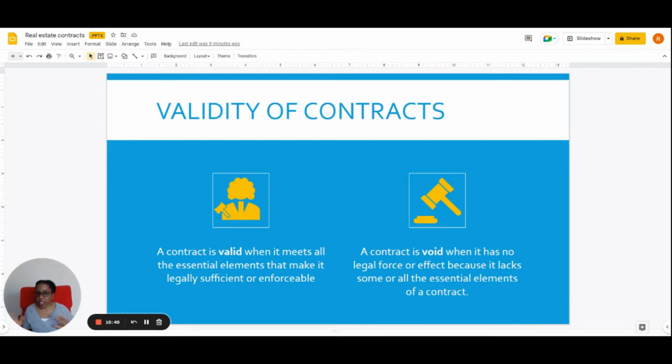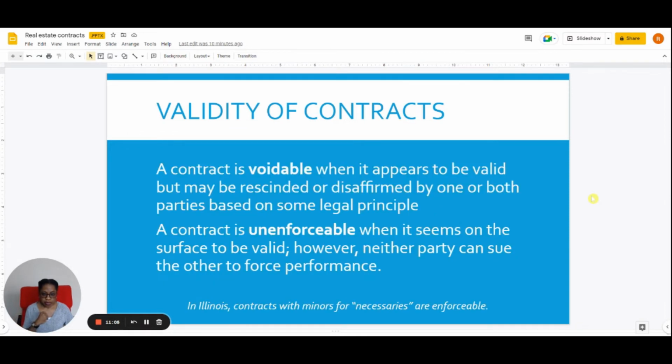So if everything is in this contract that we have, then we have a valid contract. On the other hand, it's void if we don't have all of those in there. For example, we have an offer, but we don't have acceptance. Or we have something for an illegal purpose, like the example I gave earlier about robbing a bank. That would then be a void contract.